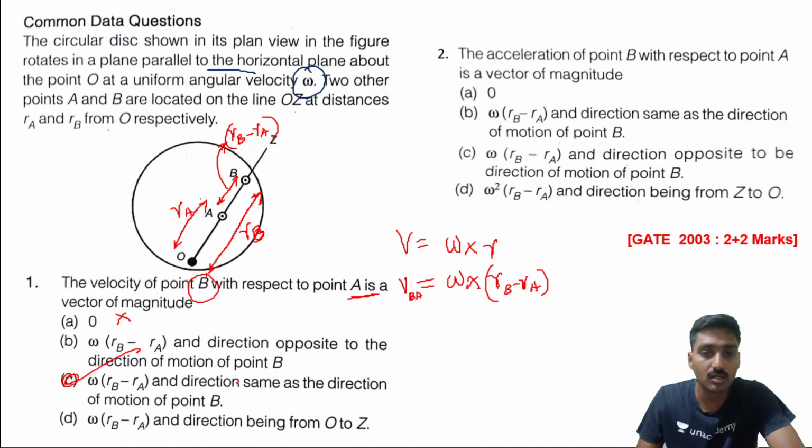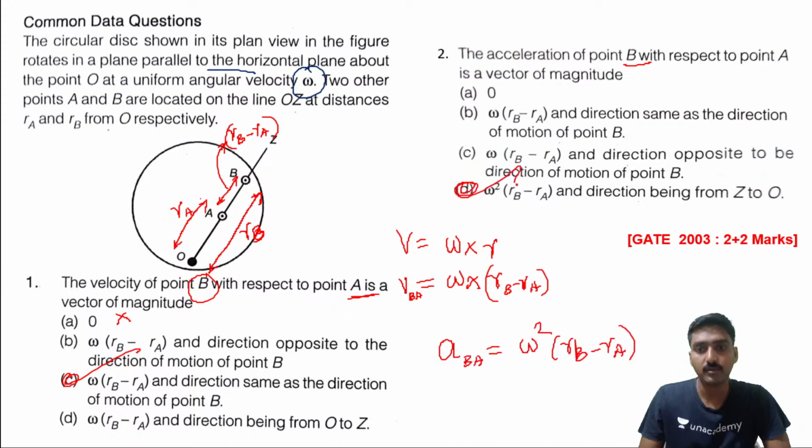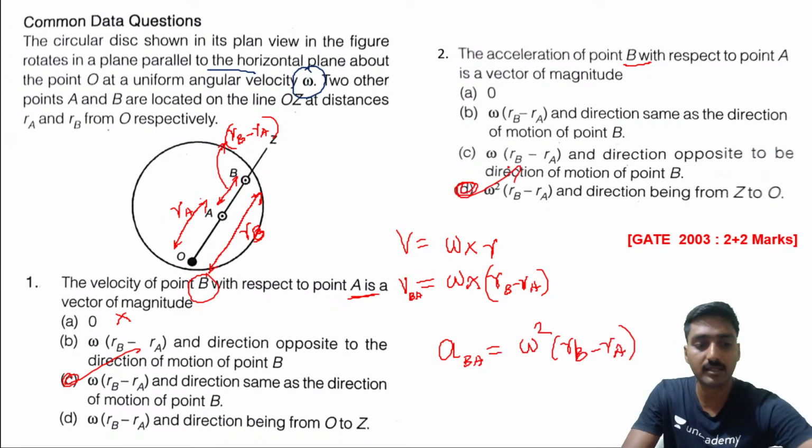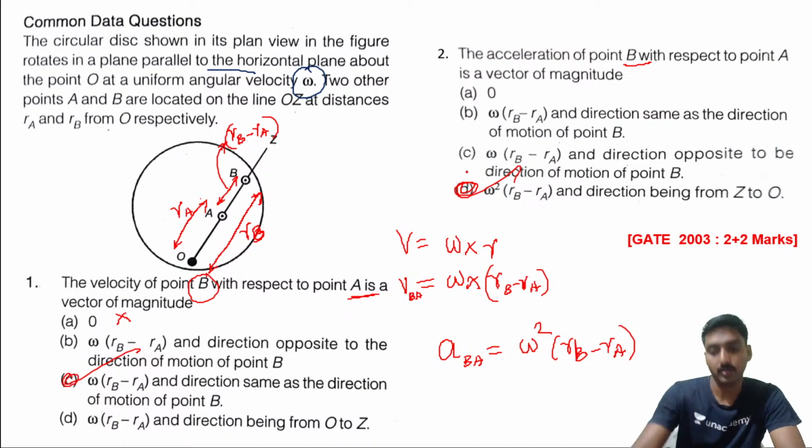Next one, the acceleration of point B with respect to A. Acceleration is equal to omega square into RB minus RA. Since only this value is available, option D, we can take this value directly. Is it okay? So these are the 2 points here. Next, we are moving to the next question.